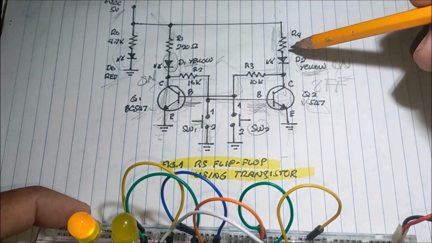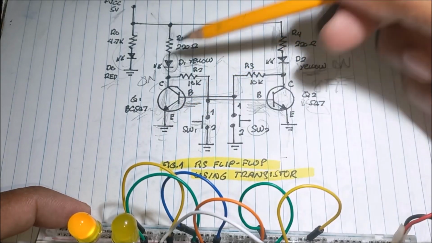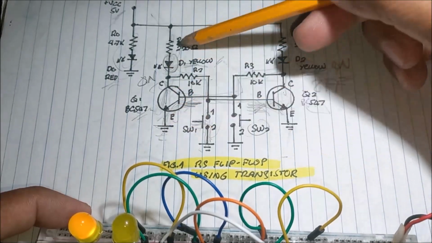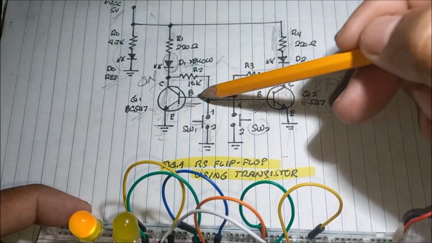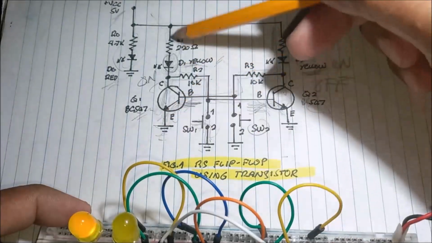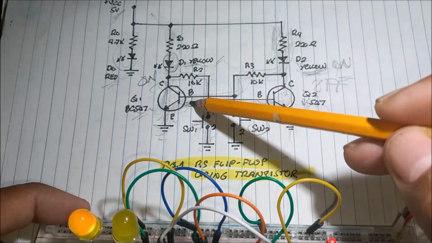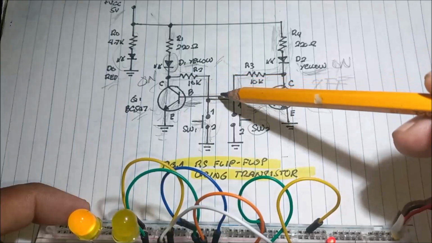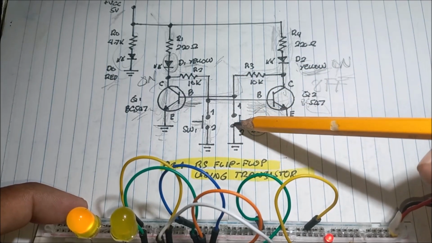Latching from R4, D2, R3, base of Q1, then emitter to ground. Then R1, D1, collector to emitter to the ground. Latch means the current is flowing continuously within this circuit loop. So the only way to disconnect the latch is to use this switch 2.